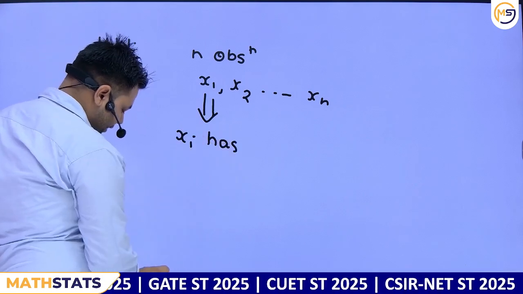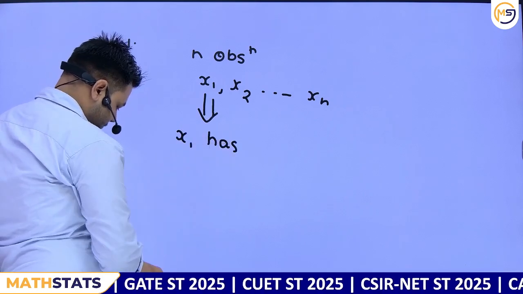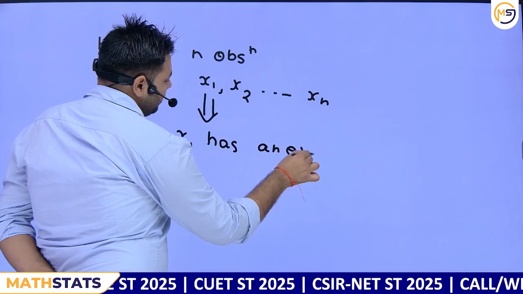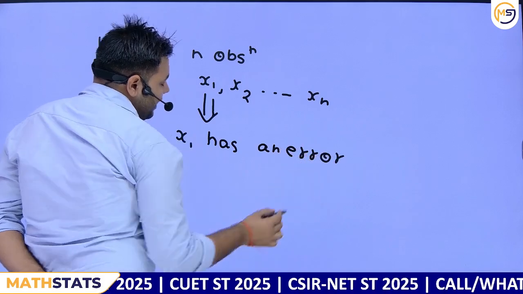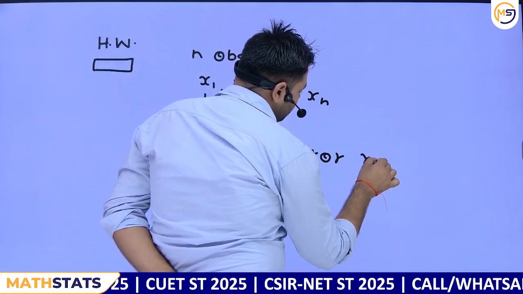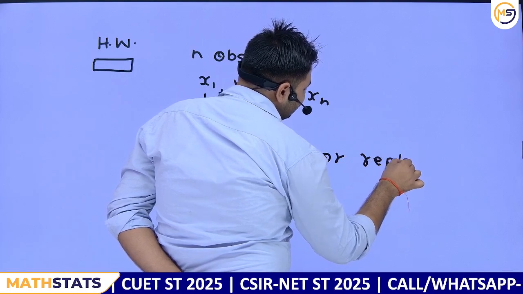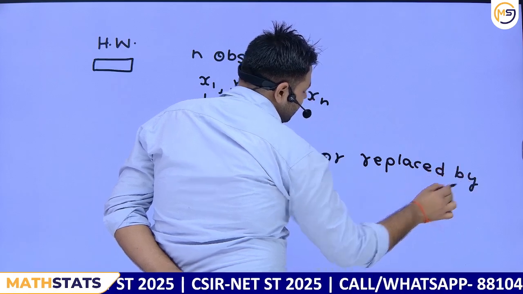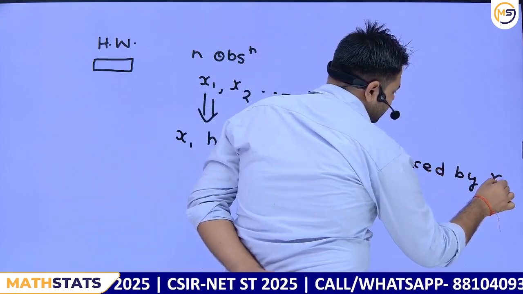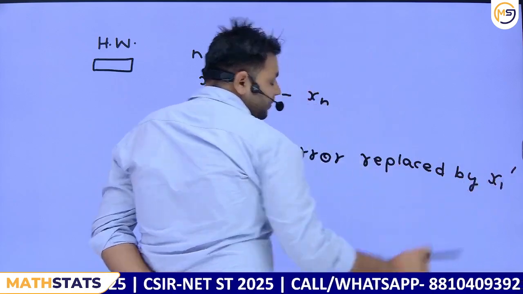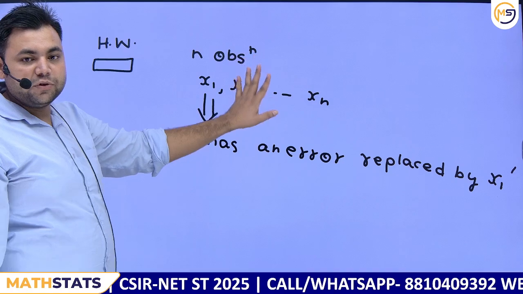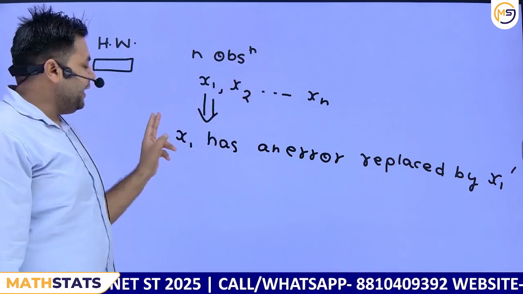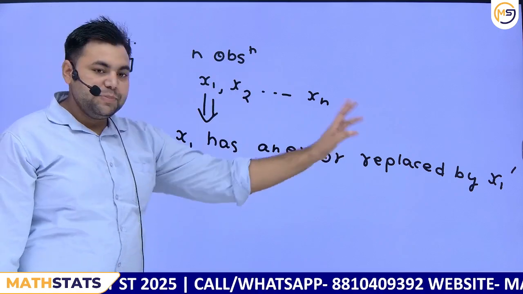Suppose this observation x1 has an error and is replaced by x1 dash. I am talking about this type of question, right? Suppose we have n observations x1, x2, ..., xn and x1 has an error and is replaced by x1 dash.